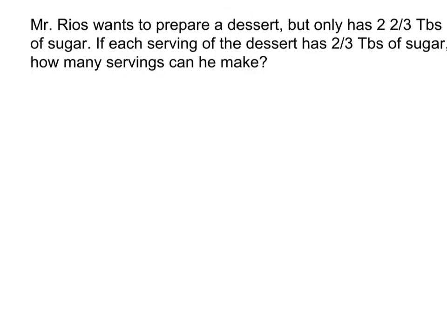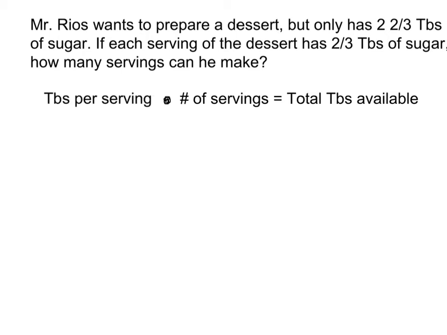Now let's try writing an equation for a story problem. Mr. Rios wants to prepare a dessert, but only has 2 2/3 tablespoons of sugar. If each serving of the dessert has 2/3 tablespoons of sugar, how many servings can he make? So let's think about how to represent this situation with an equation. Let's not think about how to solve it yet. Let's just think about how to represent the situation. So if we take the number of tablespoons per serving and multiply that by the number of servings that we're going to have, that should give us the total amount of sugar that we have, total tablespoons.